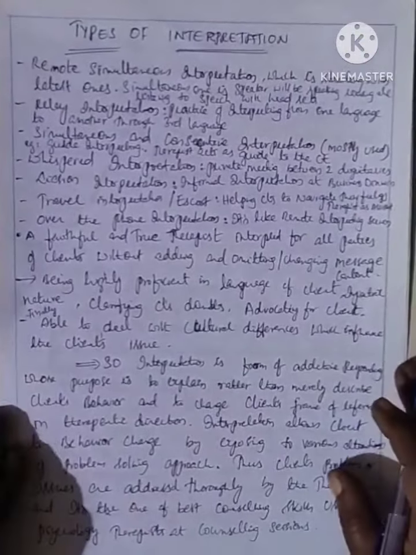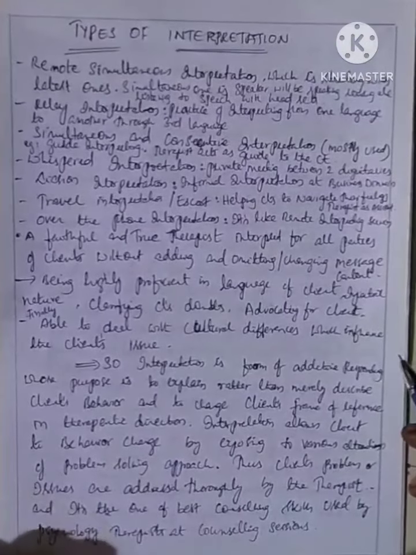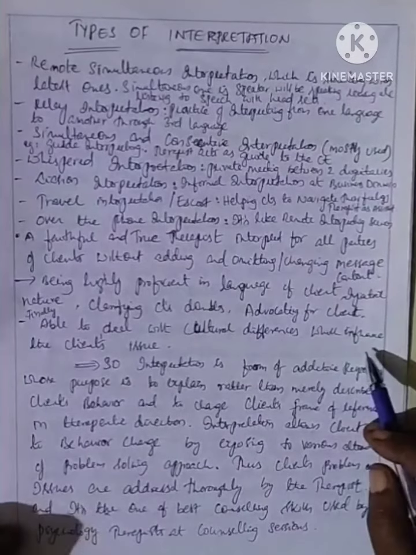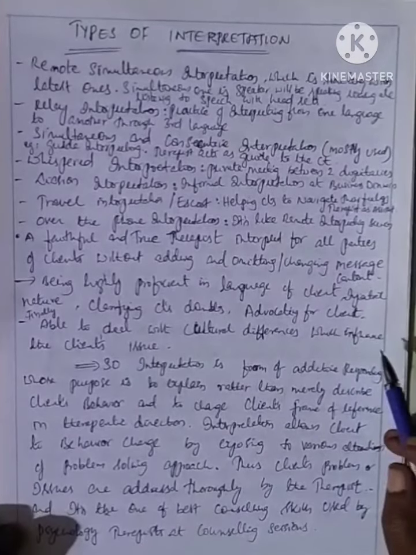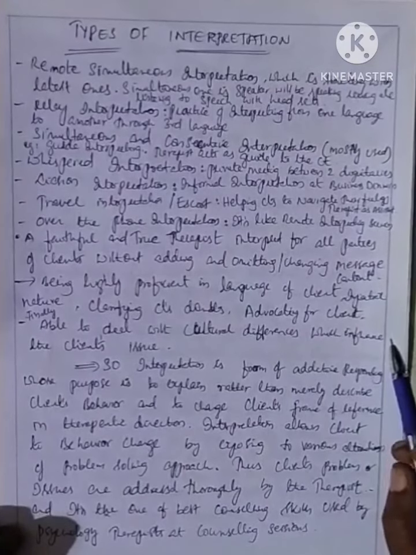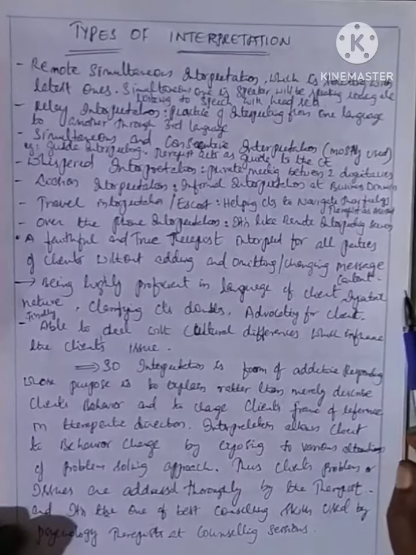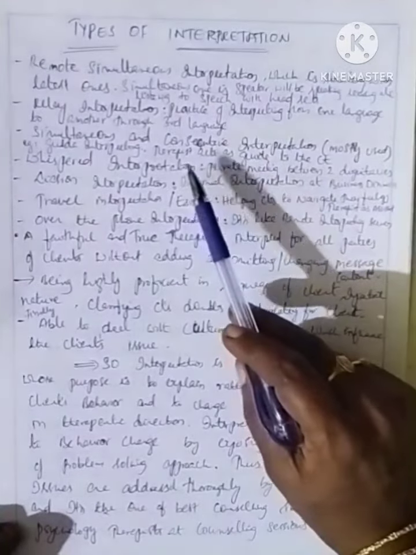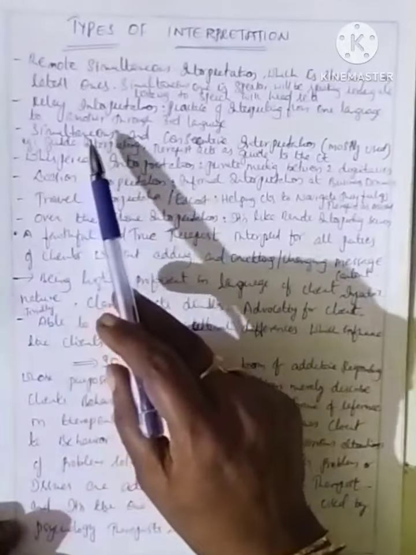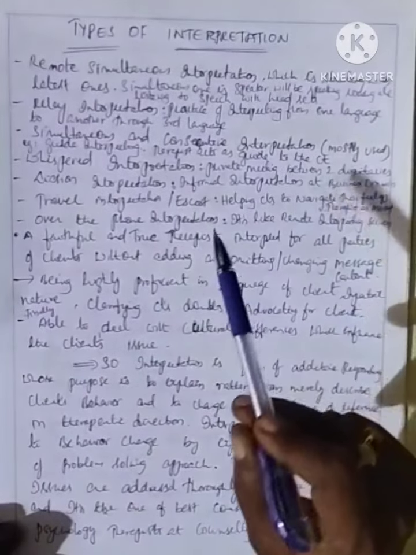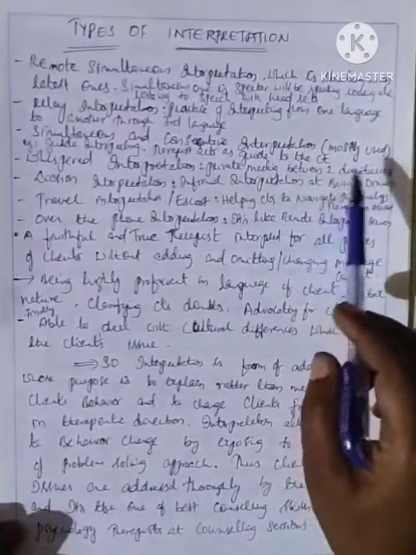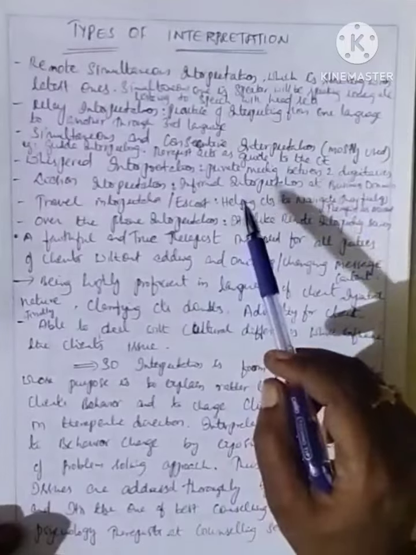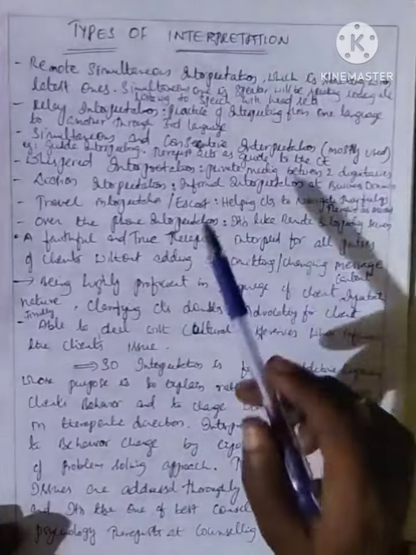Types of interpretation. Remote simultaneous interpretation, starting with the latest ones. In simultaneous interpretation, the speaker will be speaking and everyone else will be listening to that speech with headsets. Relay interpretation: the practice of interpreting from one language to another through a third language. Consecutive interpretation is mostly used and it is nothing but guide interpreting. Here the therapist acts as a guide to ventilate the feelings of the client.